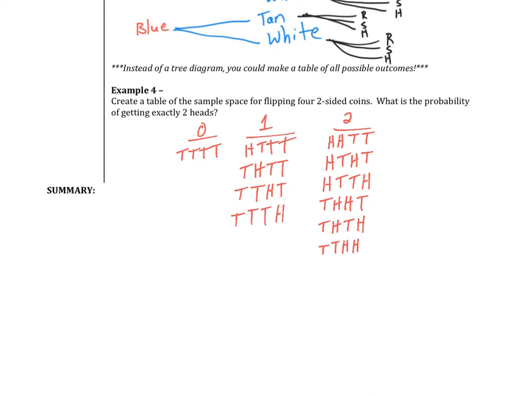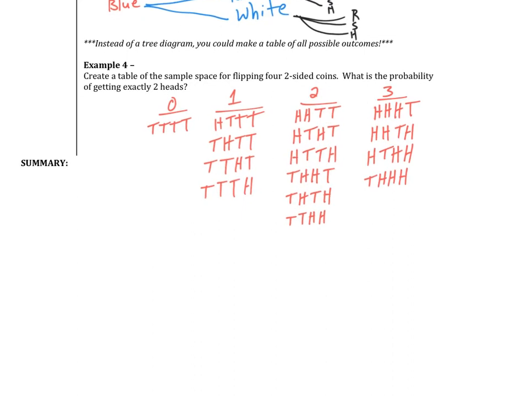What if we got 3 heads? 3 heads could be heads, heads, heads, tails. You could flip heads, heads, tails, heads. Heads, tails, heads, heads. And tails, heads, heads, heads. Those are the outcomes for when you got 3 heads. And what happens if you get 4 heads? It would just be heads, heads, heads, heads.